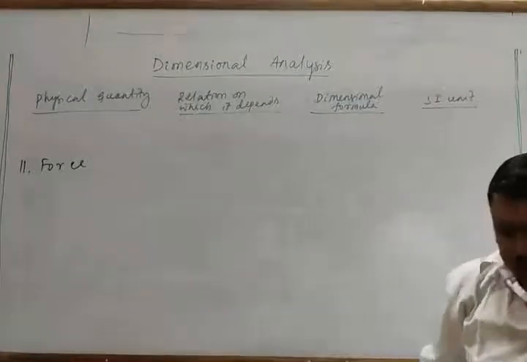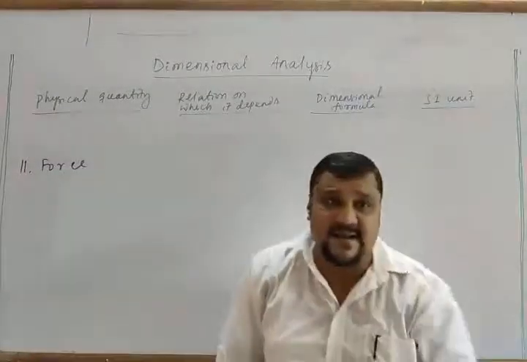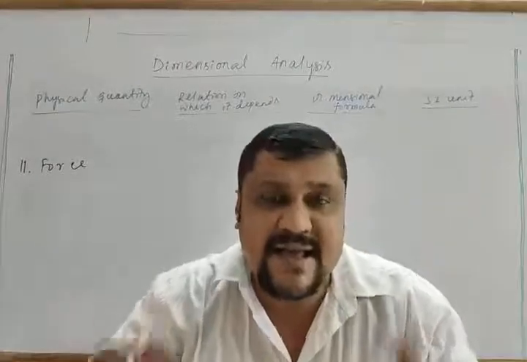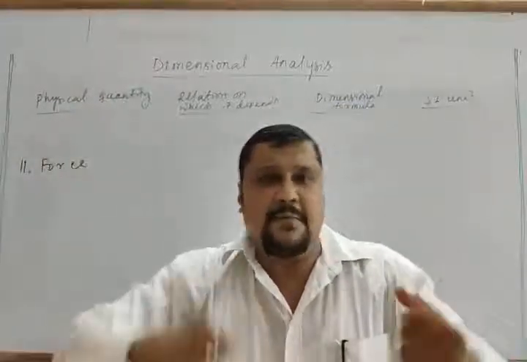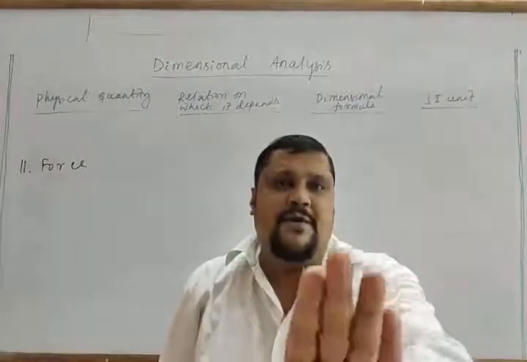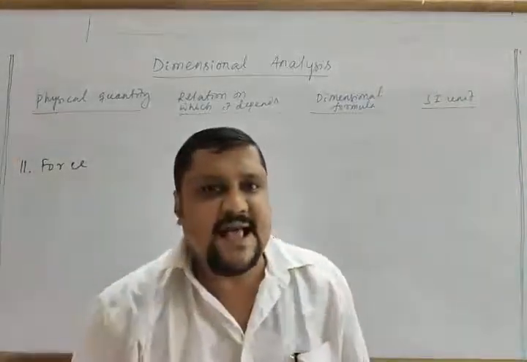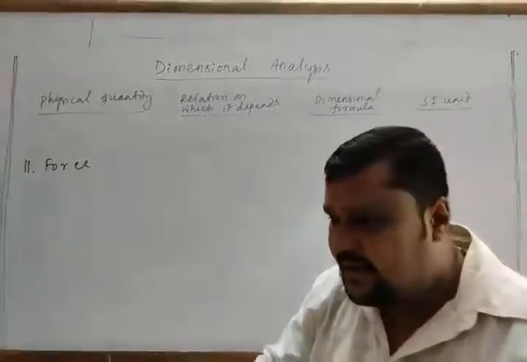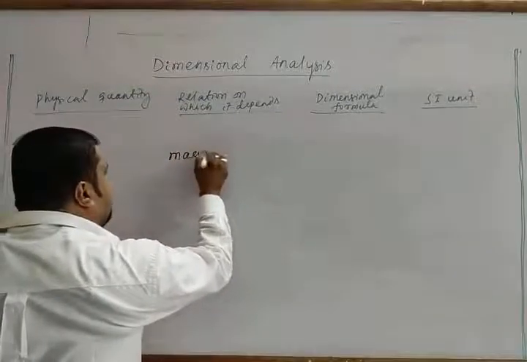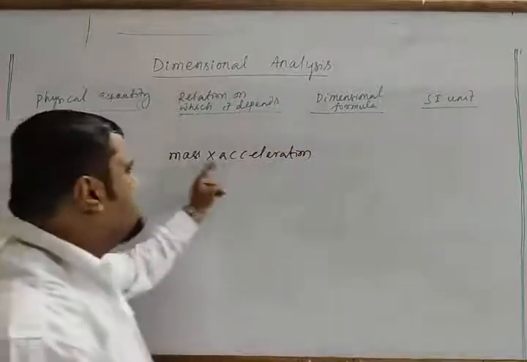When you are pushing or pulling a body, the body is accelerating. If the body is moving slowly and you push it, its velocity increases. If a body is moving with a velocity and you stop the body, then its acceleration decreases. This means the force acting on the body changes its acceleration. The formula for force is mass into acceleration. Already you know the dimension of mass and acceleration.